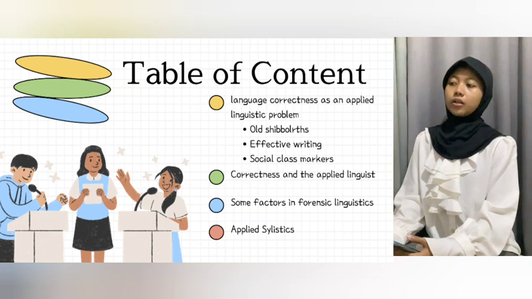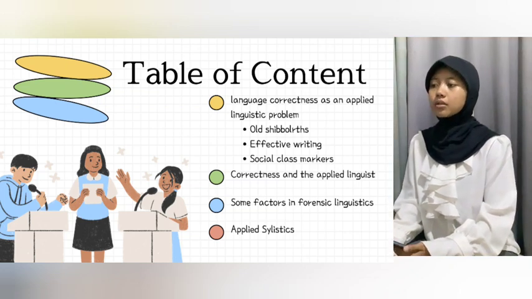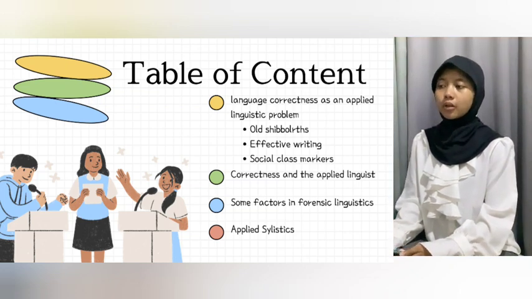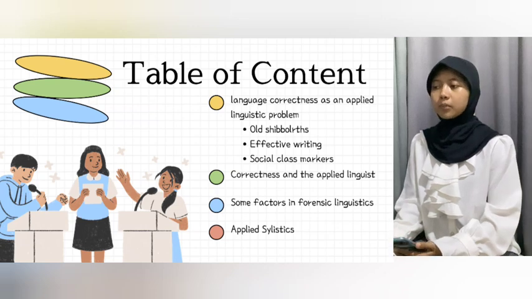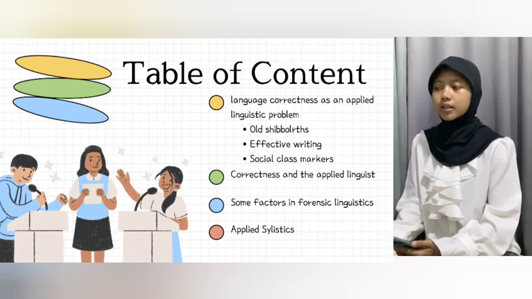And for the table of contents, there are four: language and correctness as an applied linguistic problem, correctness and applied linguistics, some factors in forensic linguistics, and applied stylistics.